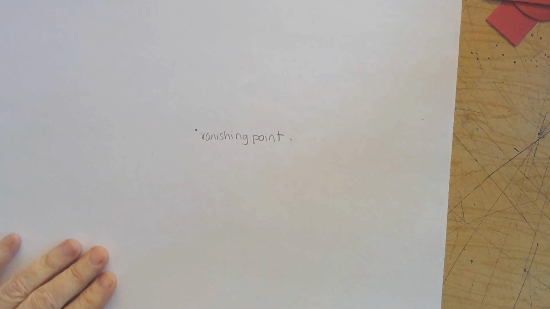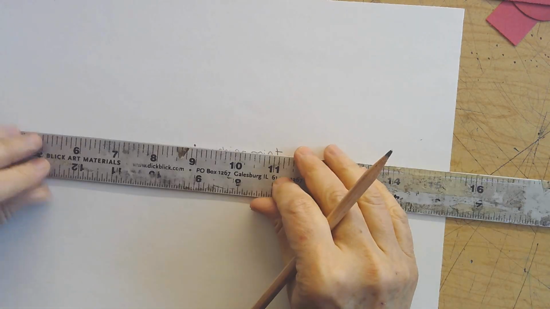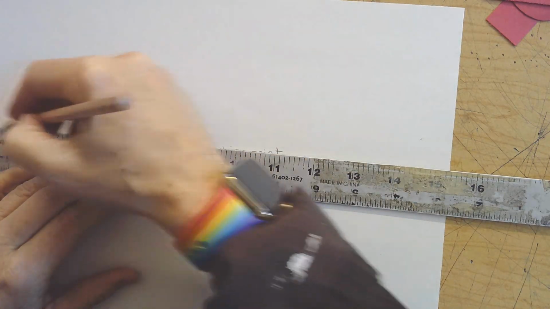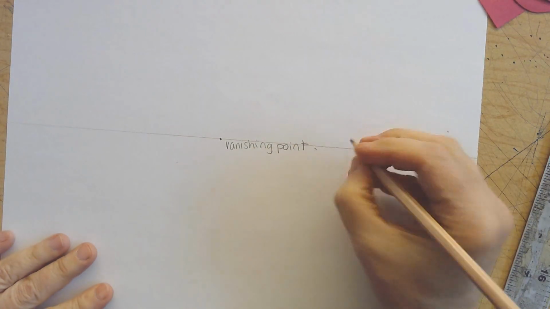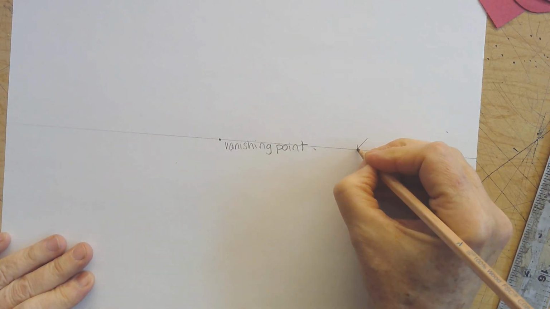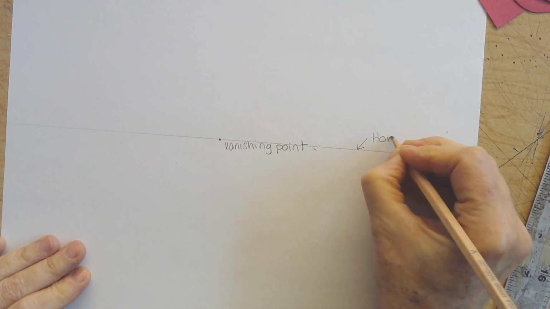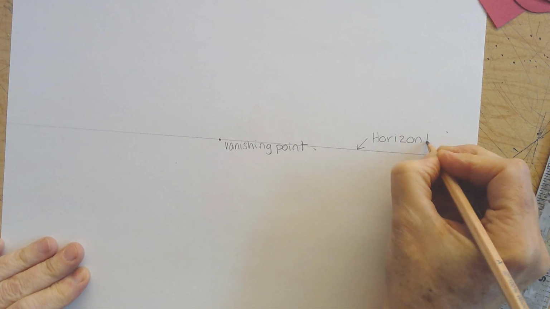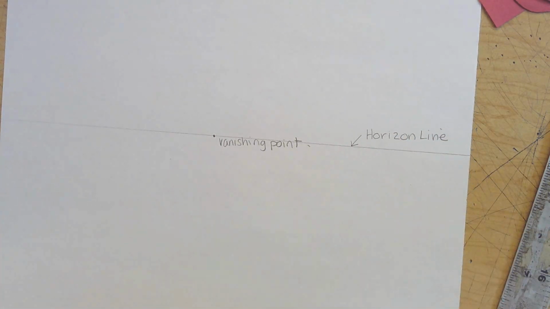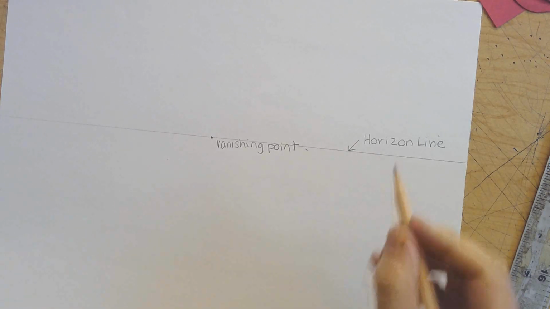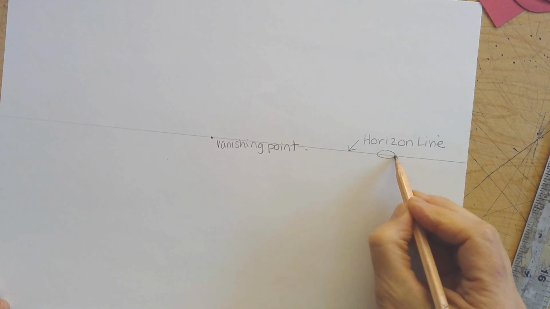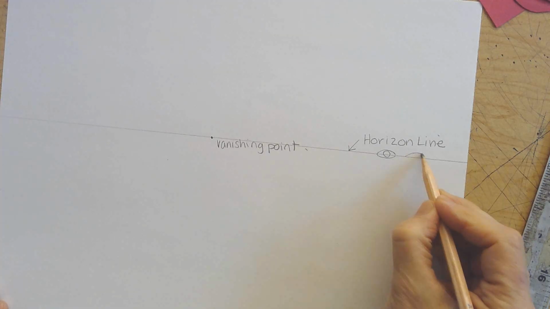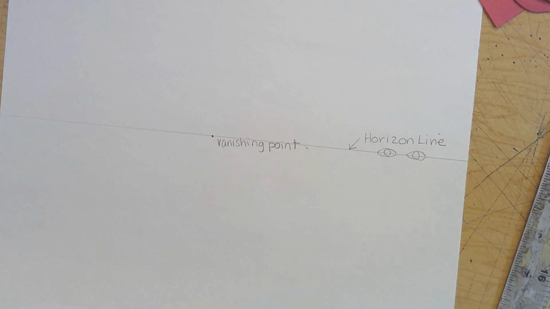Now we're going to draw through the middle of that vanishing point a horizontal line. And that line is called the horizon, the horizon line. And the horizon line is our eye level. I'm going to draw a little eye to remind you. And it's also horizontal because our eyes are horizontal.